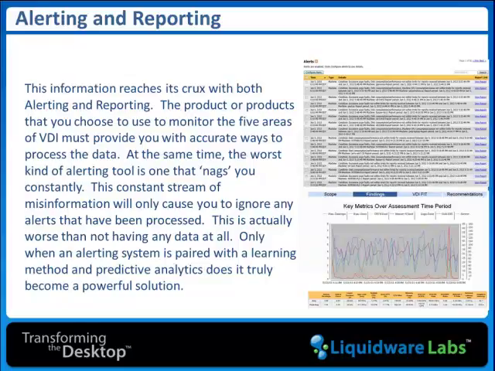Now, we don't want a tool that just says, okay, go and turn me off. We want something that goes and learns your environment. So when you actually get an alert, it means I need to take this seriously and I need to go look at this now because what this is teaching me to do is how to stop a problem inside of my environment and fix it before my users even know anything happened. Now, this is actually worse than not having any data at all, turning off that alerting system. Only when an alerting system is paired with a learning method and predictive analytics does it truly become a powerful solution, and that's exactly what Stratosphere UX is, a powerful learning solution.